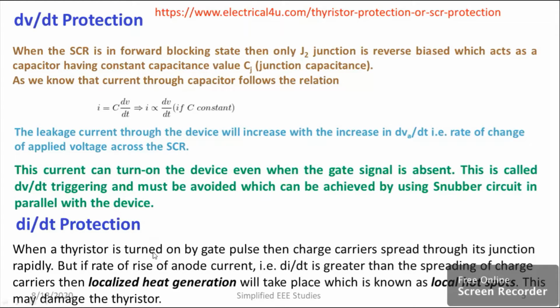At the end, we are going to solve one numerical example so that you will understand the concept very clearly. So these are the differences between dV/dt protection and di/dt protection. For dV/dt protection, we use an RC network connected in parallel to the device. That particular network is also known as a snubber circuit.